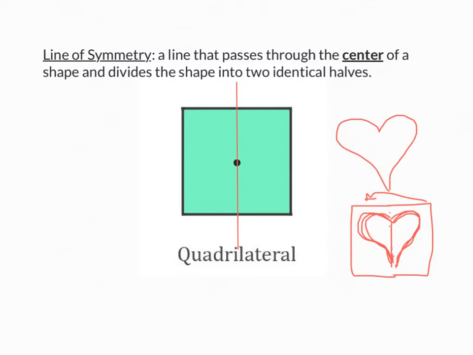Now, there are many shapes that have many lines of symmetry. Just because we found this one doesn't mean that we found them all. This quadrilateral, being a square, has many lines of symmetry. I found this vertical line of symmetry, but I could also find a horizontal line of symmetry. Let me adjust that a little better. There we go, this is a horizontal line of symmetry. If I was to fold this square along that blue line, I would have two identical halves.